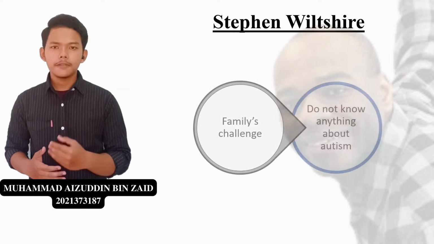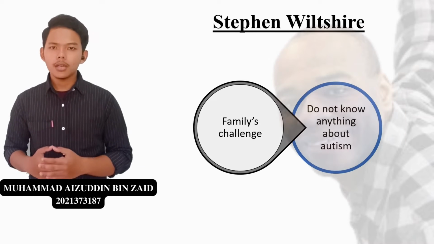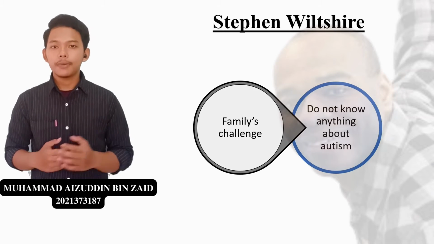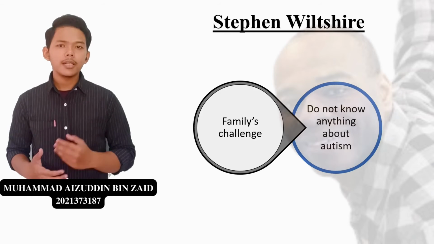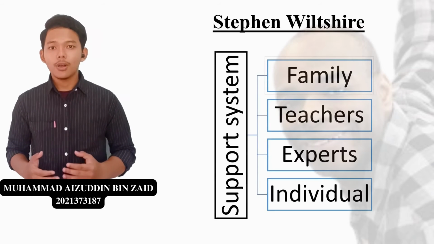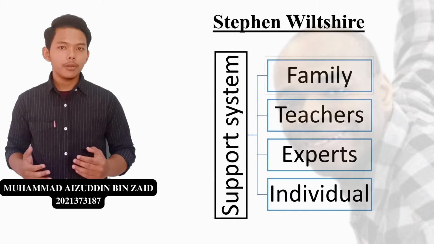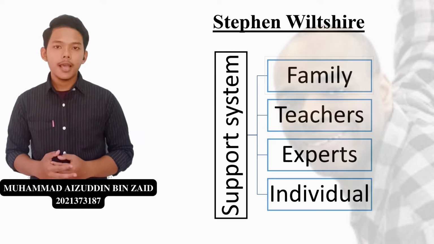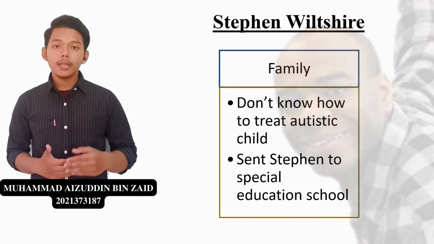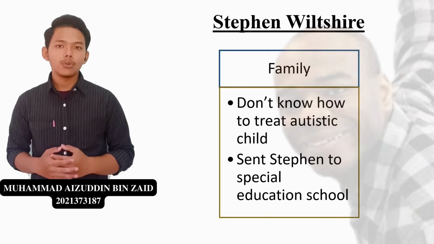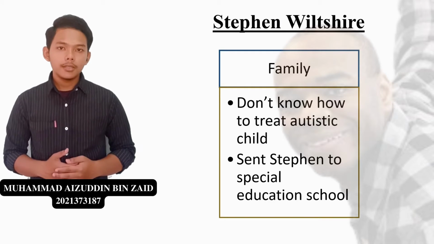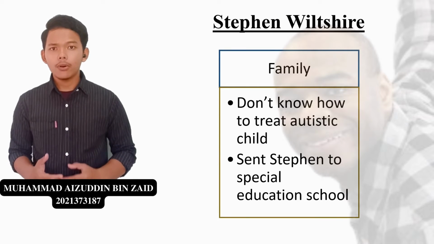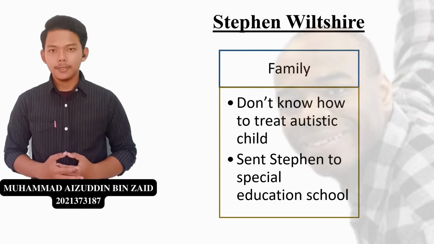The challenge that Stephen's family faced is they knew nothing about autism, so they took the initiative to register him in a special school. Although there were many challenges faced by Stephen, they managed to overcome all of them because of the support from people around him. The main support was from Stephen's family and teachers. We could see that his family realized that they did not know how to treat an autistic child properly, so they sent Stephen to the Queen's Mill School, a special school that offered education to special children like Stephen.